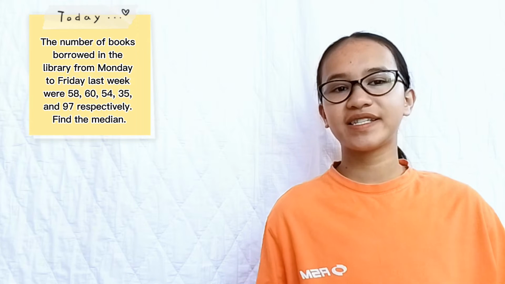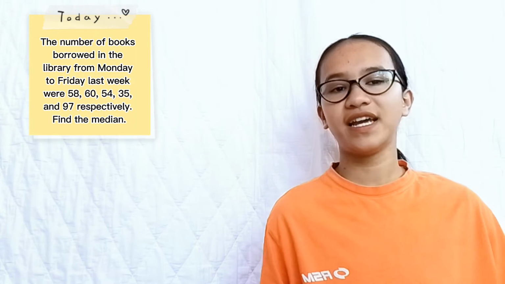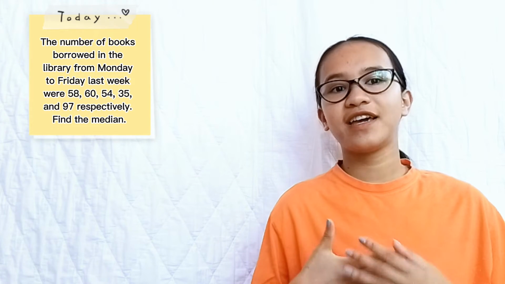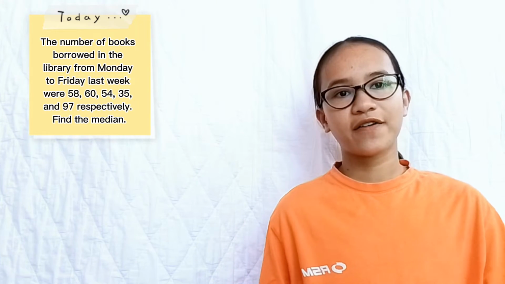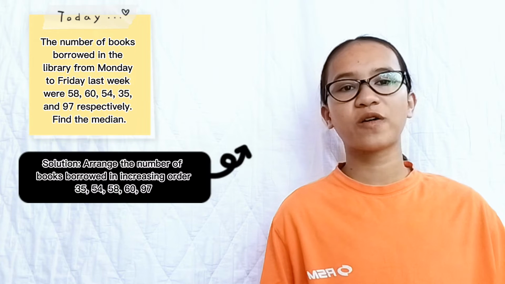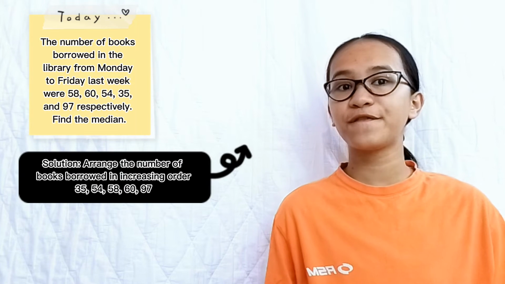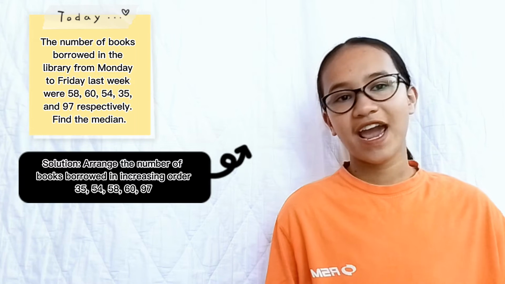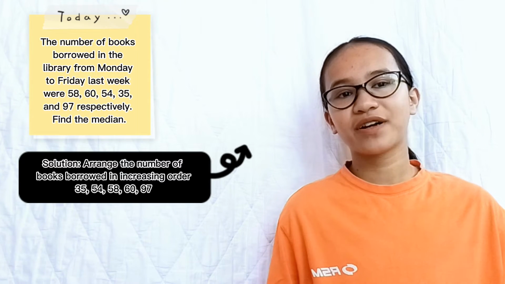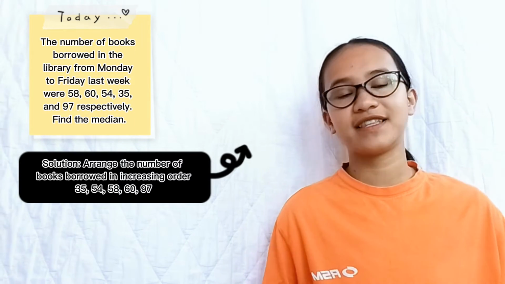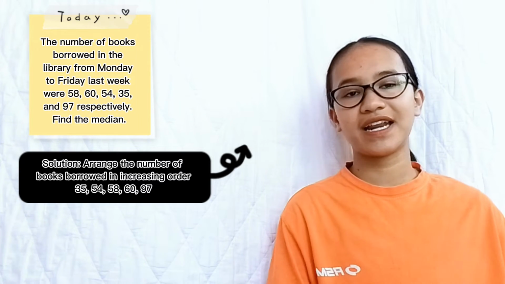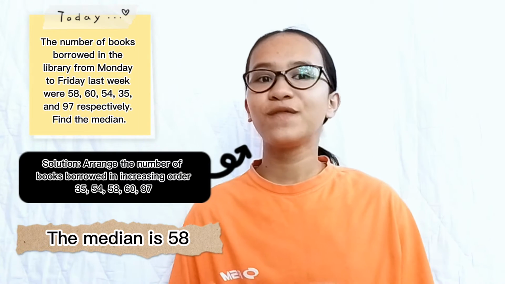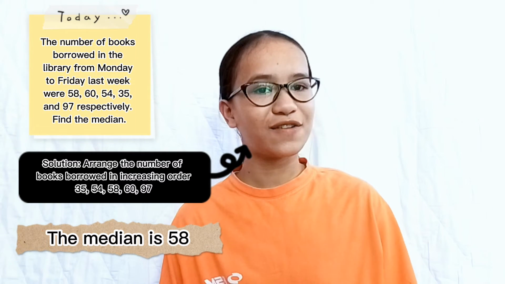So the rule is arrange the given set of data in increasing or decreasing order. Let's have the increasing order. So arrange the number of books borrowed in increasing order, which are 35, 54, 58, 60, and 97. And according to the rule, if the number of data is odd, then the middle value is the median. And the middle value is 58. That means 58 is our median for the given problem.